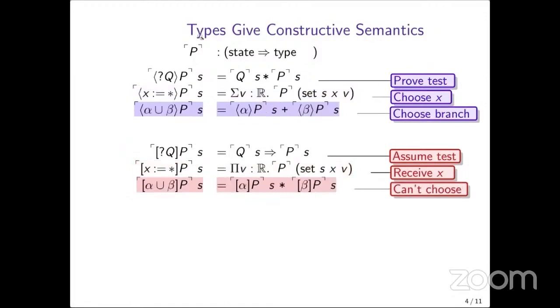The cases for discrete choices are similar. If Angel is playing, we prove a coproduct. Either we say that we're playing alpha and give the alpha strategy, or we say that we're playing beta and we give the beta strategy. If Demon is playing, then Angel must be prepared to play alpha or be prepared to play beta. We don't get to pick, so we have to prove a pair.